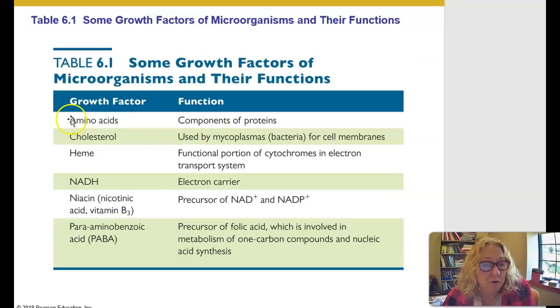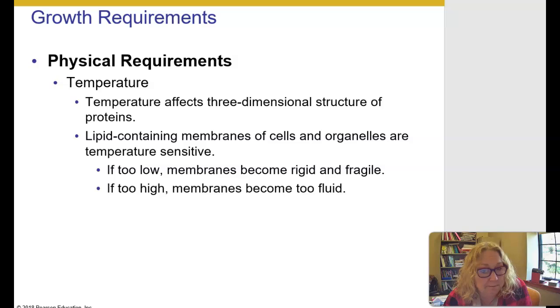Here are some other growth factors: amino acids, obviously cholesterol, heme, NADH, an electron carrier, niacin, PABA, some different things that are in different nutrient media.